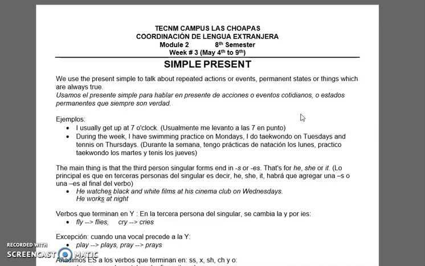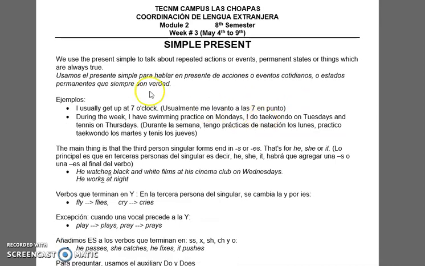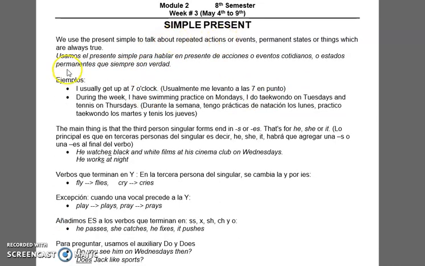As you remember, simple present is a verb tense that we have already studied. Este es un tiempo verbal que ya estudiamos. That means that it shouldn't mean any other complication because this is a very simple topic. Significa que no vamos a tener mayor problema. And in this first page, I'm presenting you what's simple present.